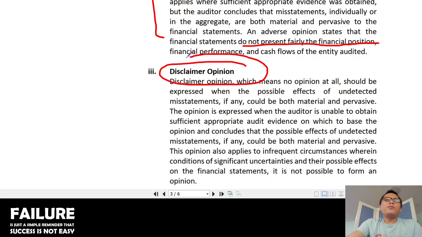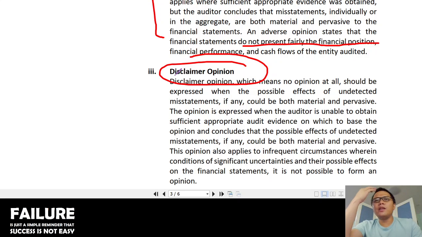Itong disclaimer of opinion class, no? Ito yung mga sitwasyon na nag-i-express tayo nito, wherein we really cannot give an opinion. Gustuhin man natin, hindi natin kaya talagang magbigay ng opinion because there are limitation. Okay? There were scope limitation or the audit was conducted in a limited process, kumbaga limited scope. So in that sense, kumbaga nag-conduct tayo ng audit pero kulang.